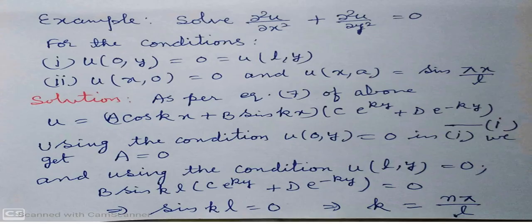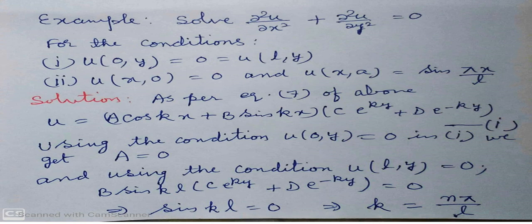Now we have taken an example. Solve ∂²u/∂x² + ∂²u/∂y² = 0 for the conditions u(0,y) = 0 = u(L,y). Means when the value of x is 0 or L, but y can take any value, then the value of u is 0. And u(x,0) = 0, u(x,a) = sin(πx/L). The second condition is for values of y.